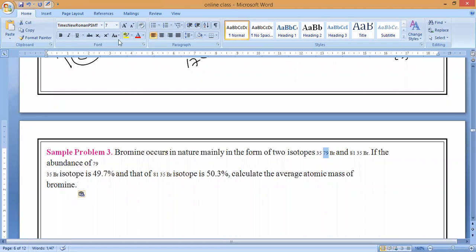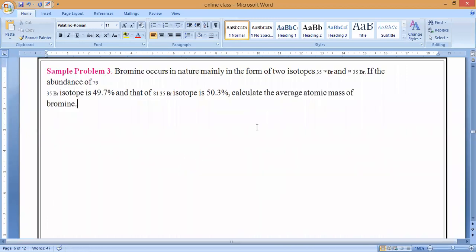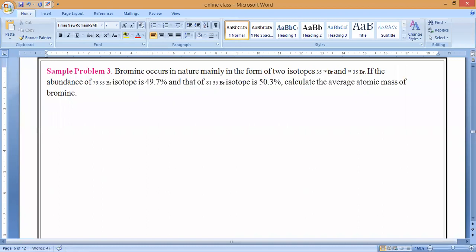The atomic number of bromine is 35, and the atomic mass varies. I have also given the abundance: bromine-79 is present at 49.7%, and the other isotope is present at 50.3%. Find the average atomic mass of this. Everybody must solve it slowly and neatly. Make it fast, but solve it slowly.